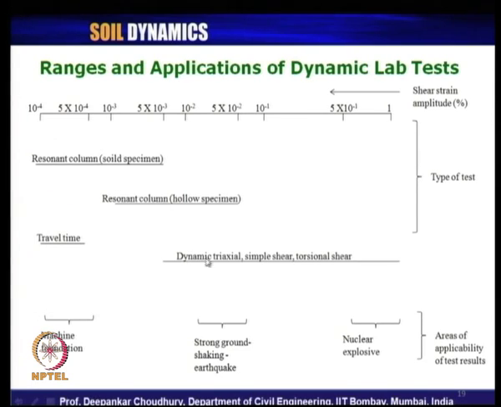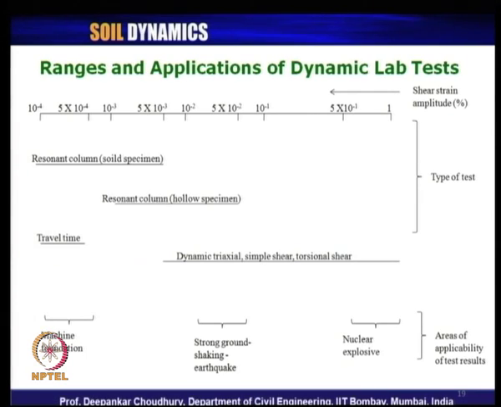Whereas, the dynamic or cyclic triaxial, cyclic simple shear, cyclic torsional shear, these tests are good in the range of about 1% of shear strain to about 5 into 10 to the power minus 3% of shear strain amplitude. So, the application of the cyclic triaxial, cyclic simple shear and cyclic torsional shear is pretty wide. They cover high strain levels as well as moderately low strain levels also.